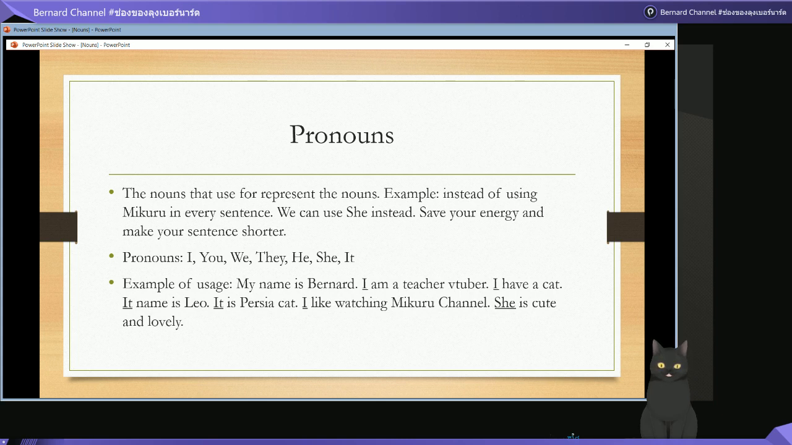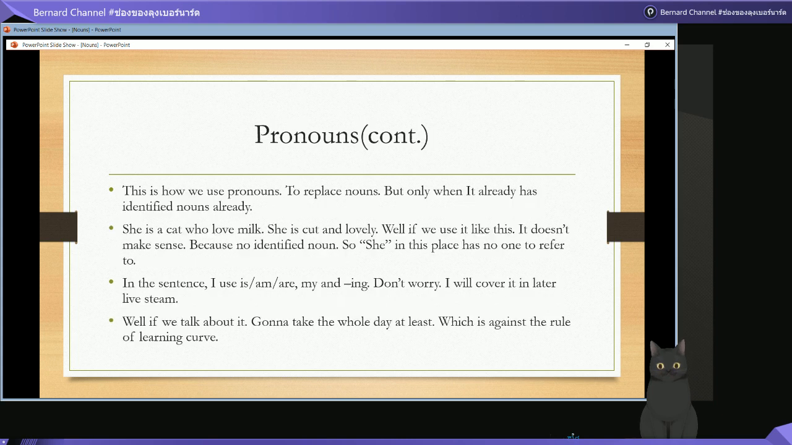The cat is the thing I talk to, and it is an animal, not a person. So I just use it. So it refers to a cat named Leo. And surely I use she, as I said before, to refer to Mikuru, right? So this is how to use pronouns. Next thing I want to talk about: this is how we use a pronoun to replace a noun, but only when the noun has already been identified. Only use it when they already refer to something.